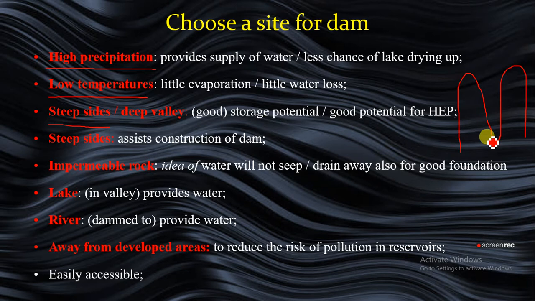And a dam is usually built away from developed areas. Why? In order to reduce the risks of pollution in the dam. Then a dam should also be easily accessible.